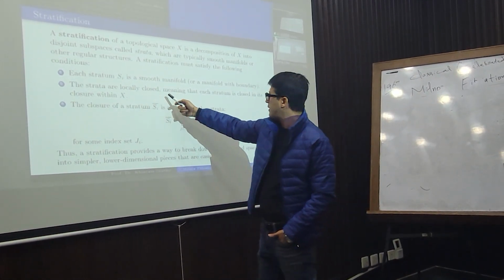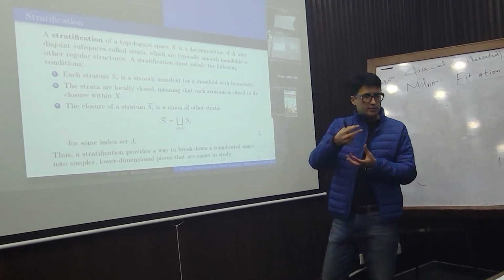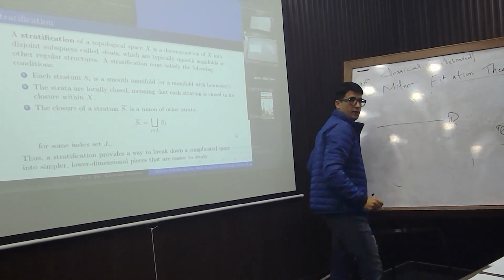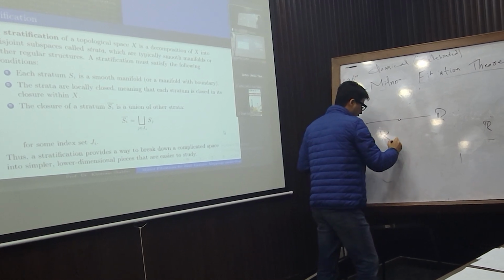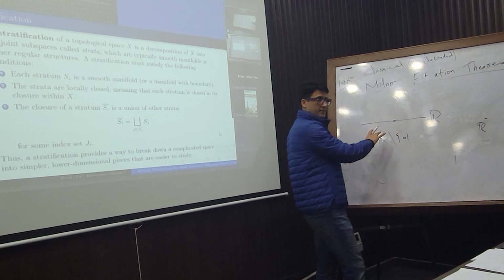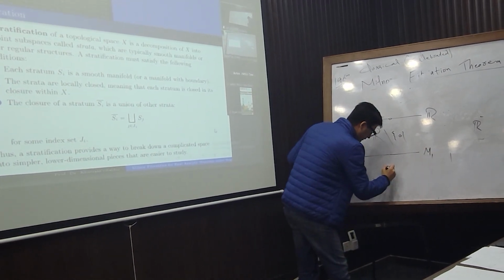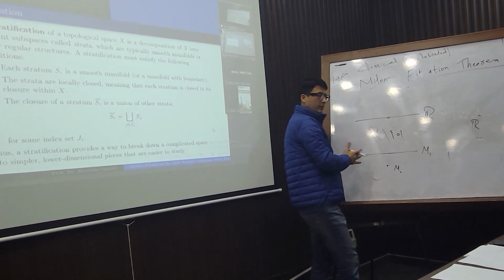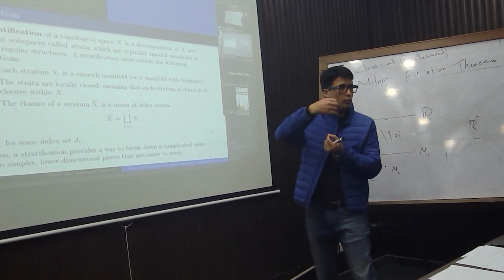And then the strata are locally closed. Means each strata is closed in its closure. What does this mean? For example, if I take a real line and if I remove one point from the real line, so that means R minus 0. So this is one of the stratifications. What are the strata here? One stratum is this one, M1, and the other stratum is this point, M2. So if I take a closure of M1, M2 is there. Yes, closed means it contains all of its limit points.